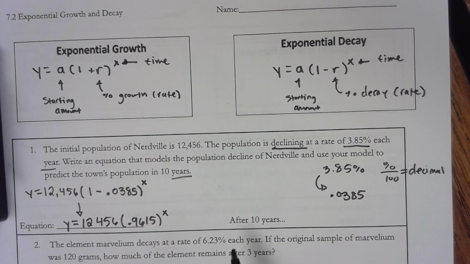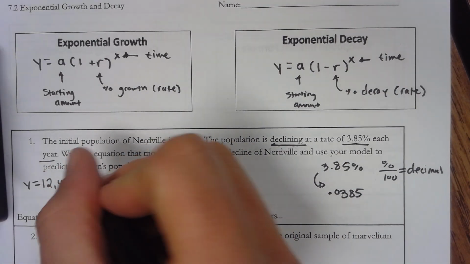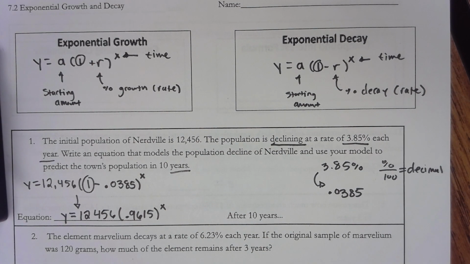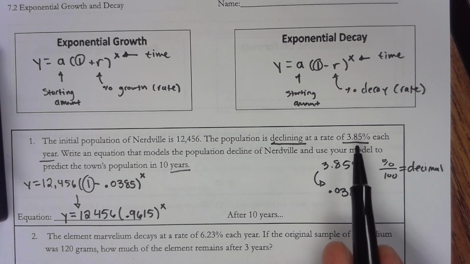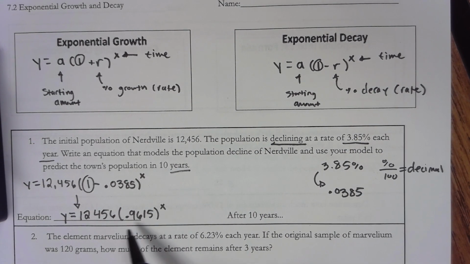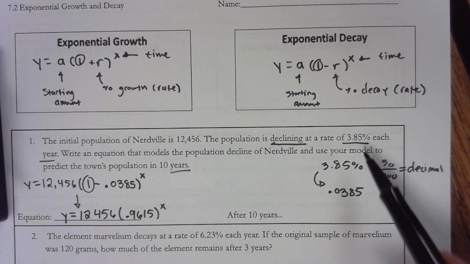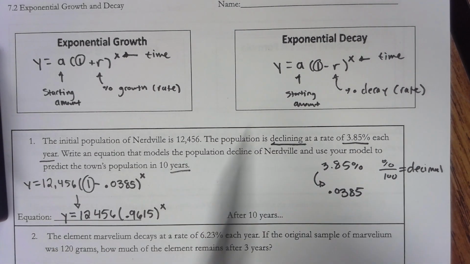All right, so before we find how much the population is going to be after 10 years, I want to come back to why this 1 is here. That 1 in all our equations is there to represent the 100% of what we started with. If we're taking a population and we're losing 3.85%, this base in our exponential equation is representing how much of the population is sticking around. Well, if we're losing 3.85%, there's going to be 96.15% that is sticking in this town. So that 1 is there to represent the initial 100% of whatever we're working with.